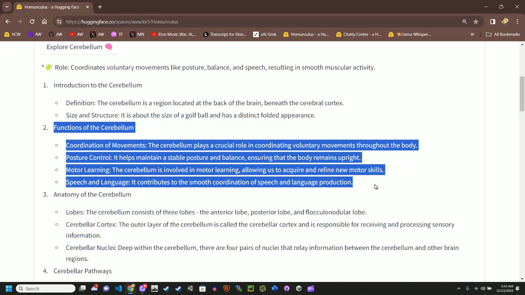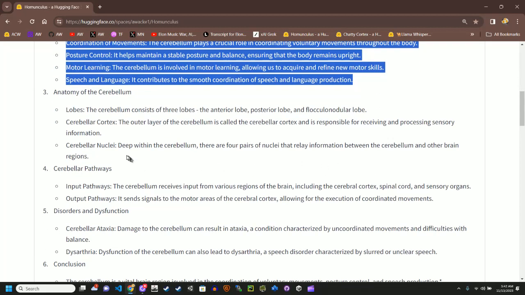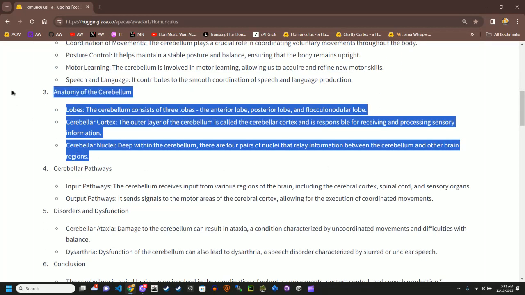Speech and language: it contributes to the smooth coordination of speech and language production. 3. Anatomy of the cerebellum. Lobes. The cerebellum consists of 3 lobes: the anterior lobe, posterior lobe, and flocculonodular lobe. Cerebellar cortex. The outer layer of the cerebellum is called the cerebellar cortex and is responsible for receiving and processing sensory information. Cerebellar nuclei. Deep within the cerebellum, there are 4 pairs of nuclei that relay information between the cerebellum and other brain regions.